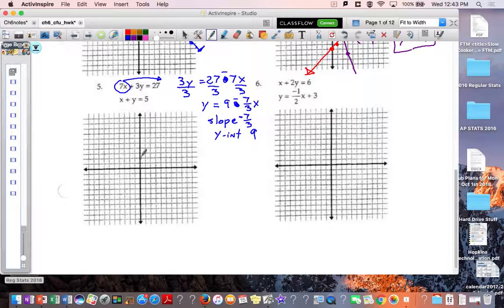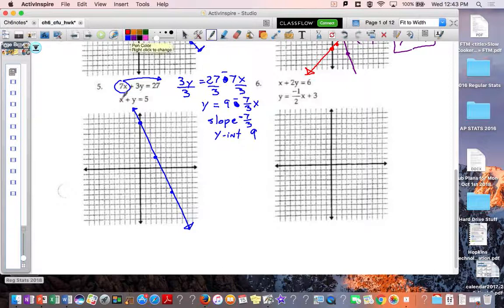So I start at 9. 1, 2, 3, 4, 5, 6, 7, 8, 9. I'm going down 7 to the right 3. Down 7 to the right 3. Down 2, 4, 6. Ooh, I actually run off a little bit here, but I got my line.